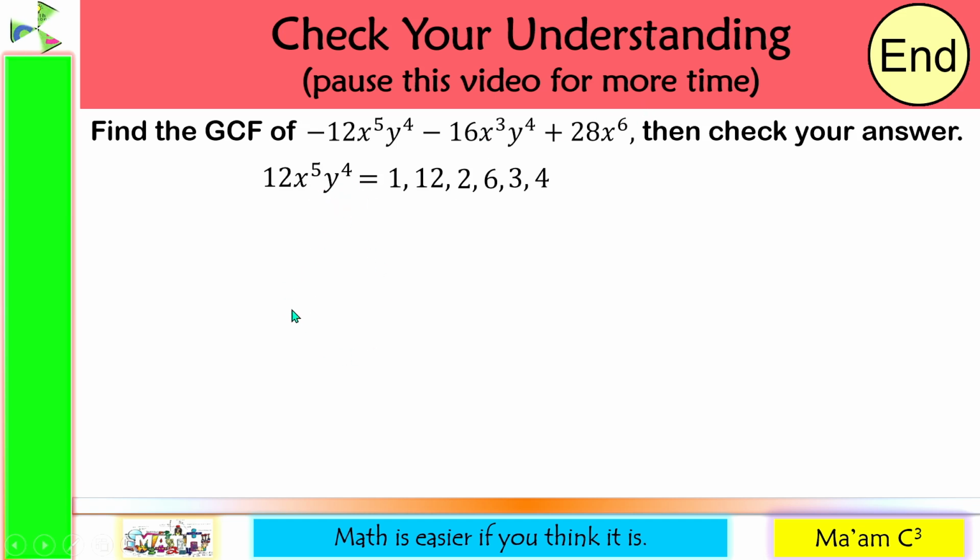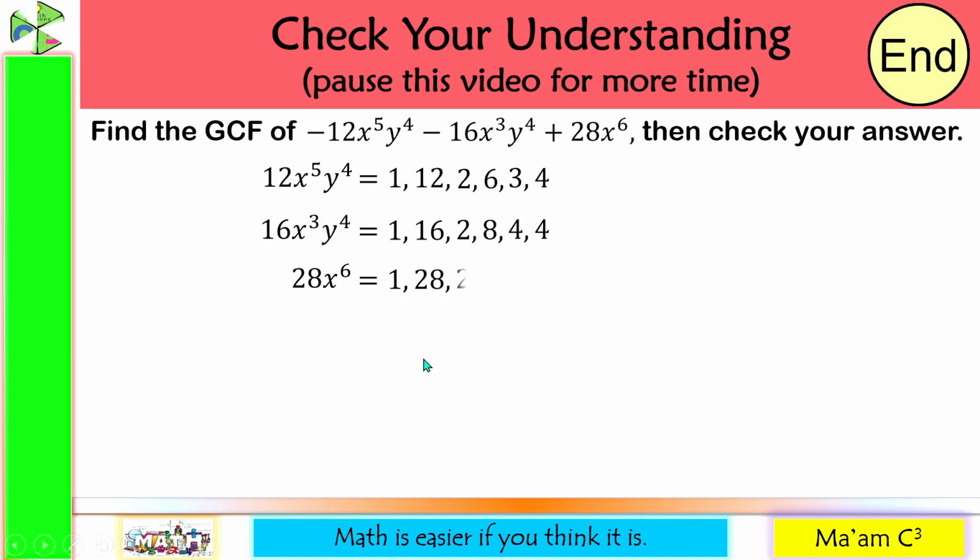Next one, I have 16x cubed y to the fourth. 16 is a product of 1 and 16. Could also be 2 and 8 or 4 and 4. Again, I will not break down the variables. Last one, 28x to the sixth. 28 is 1 times 28, 2 times 14, or 4 times 7. Now I'm going to choose the greatest common number in these 3 terms, and that would be 4.